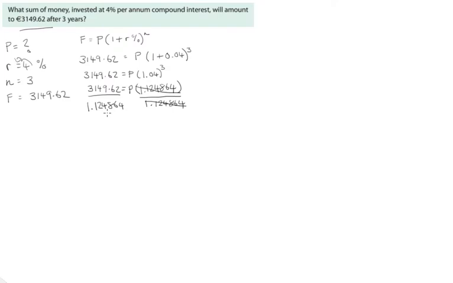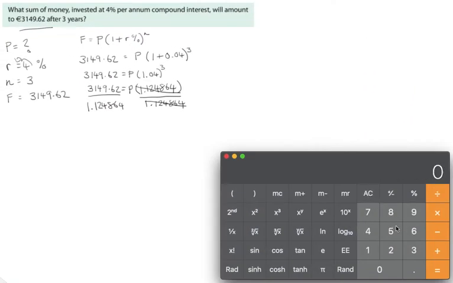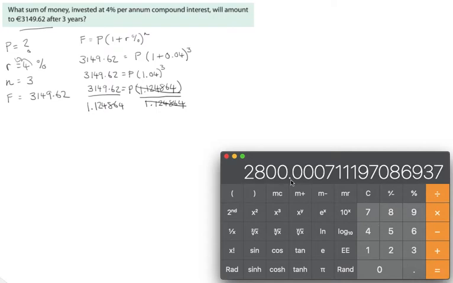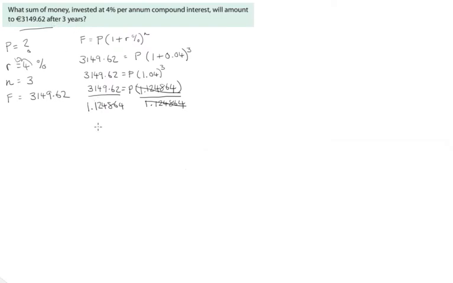Okay? And now we have 3149.62 divided by this. So we'll just get our calculator and we type in 3149.62 divided by 1.124864, and that gives us a big long number. Now, see the decimal point there? And then there's 3 zeros after it. We can ignore all these other numbers because even if we rounded them up or down, when we eventually got to here, it would round up to 1, and then the 1 would just not round up. So we're still left with 0, 0. So our answer is 2,800. So we get 2,800, and that is equal to P, the principal.